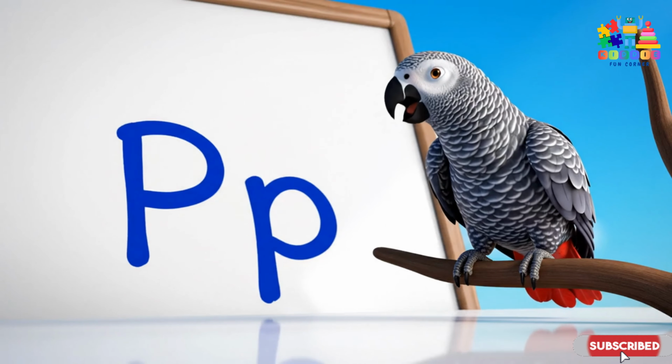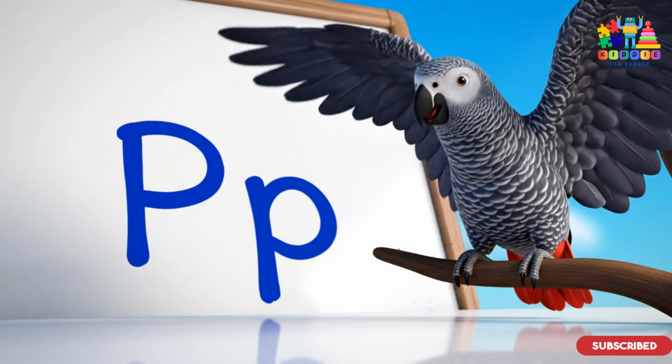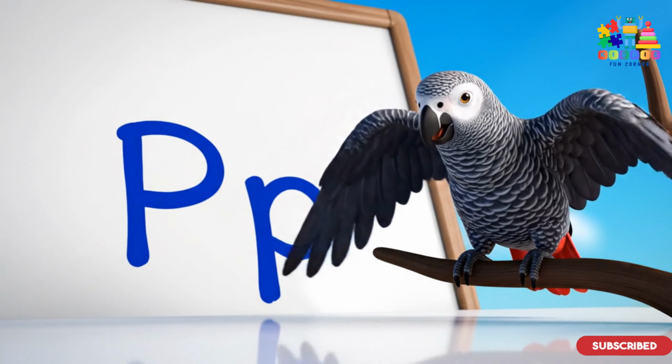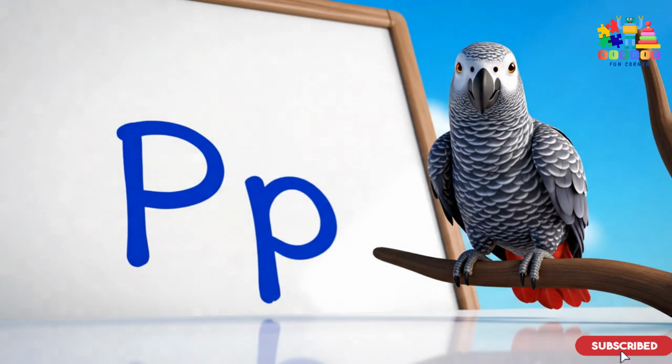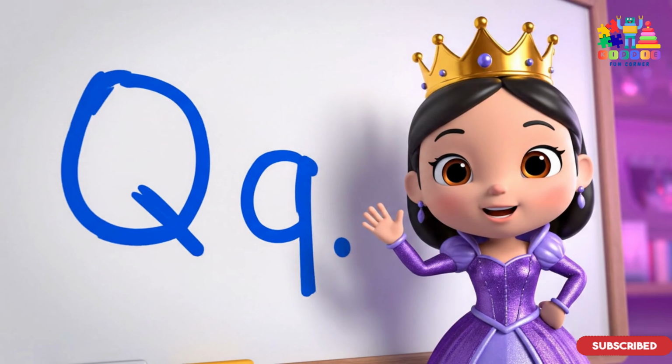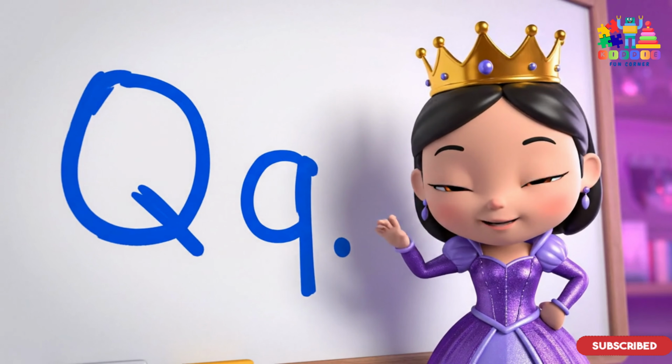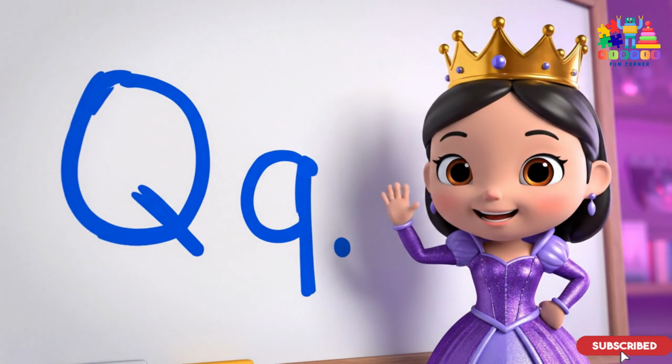This is letter P. P is for parrot. This is letter Q. Q is for queen.